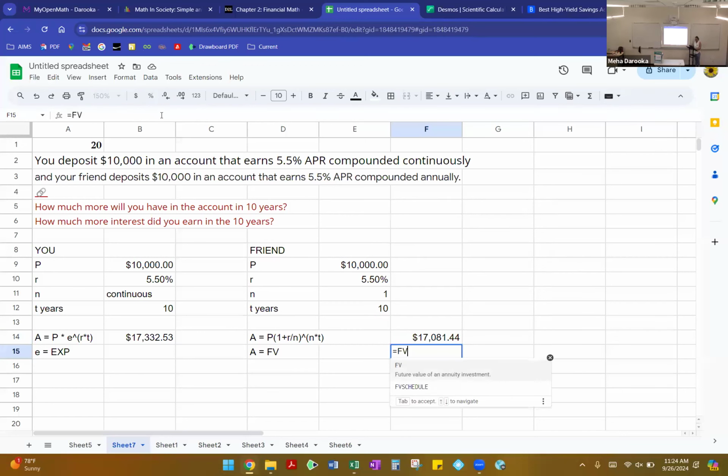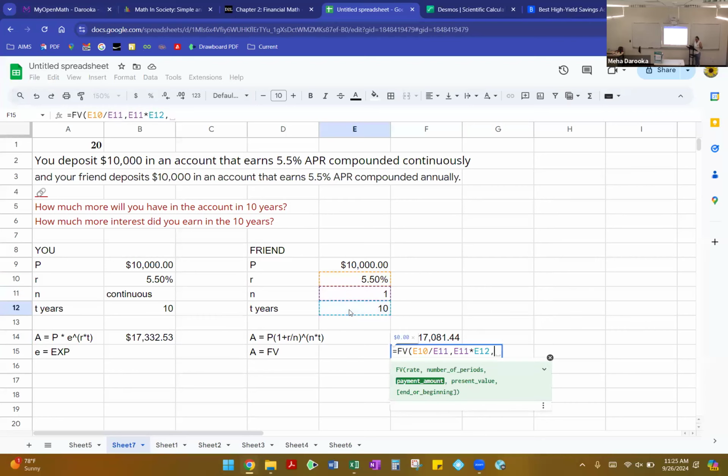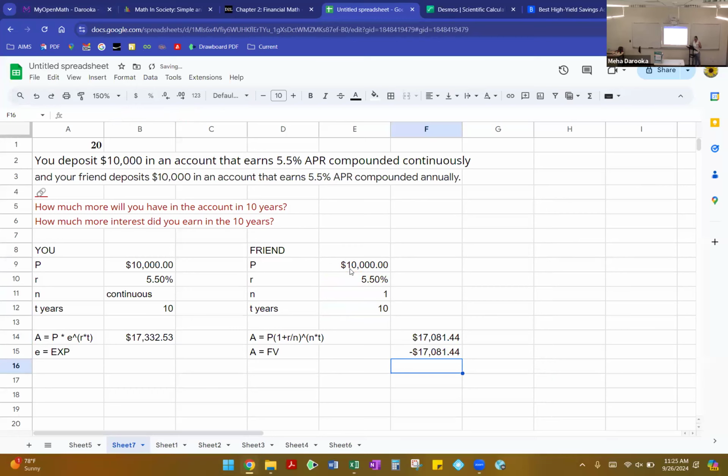The rate would be R divided by N. If you're using the FV formula, the number of periods would be N times T. The payment amount, again, is always 0 for our purposes, and then our principal was $10,000. Oh, so the poor friend is not making as much as the continuous, which doesn't surprise us, because it's only being compounded once a year. You can see it is not growing as quickly as continuous compounding.